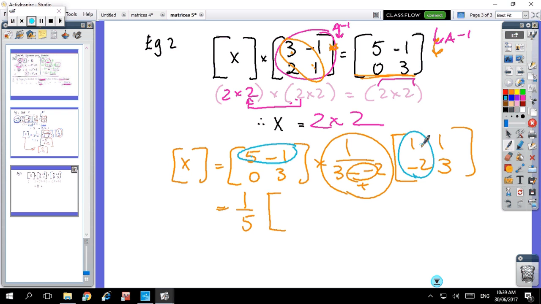So 5 times 1 is 5. 5 plus 2 is 7. Okay, next one. 5 times 1 is 5. 5 minus 3 is 2. 0 times 1 is 0. 3 times minus 2 is minus 6. 0 times 1 is 0. 3 3s are 9. And because 5 doesn't go into those answers, we just leave it as that answer. We don't change it. Okay, we don't need to write anything else. It's a positive fraction, so we don't change it. If it was a negative fraction, you could bring the negative inside, but you don't need to. And that's how you use inverses to solve equations. And you'll have plenty of practice on Moodle.